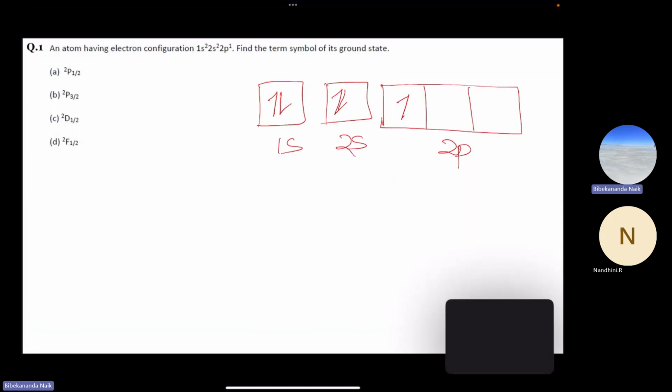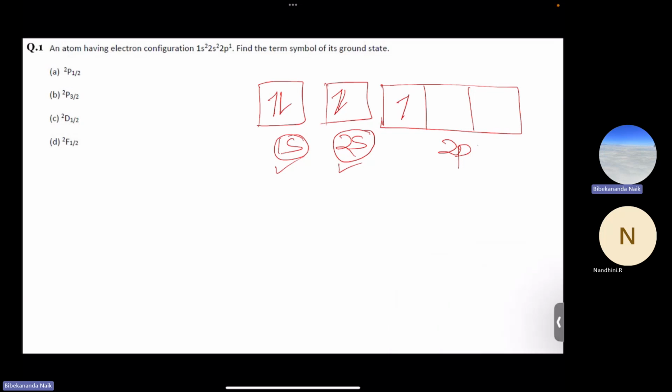So yes, can you tell me what will be the correct option? So you see, if you look at the electronic configuration, then both these shells, 1s is completely filled and 2s is completely filled, because we know the s subshell can accommodate only 2 electrons, and in this case, the s subshell contains those 2 electrons. So the last electron, which will determine the term symbols or the spectroscopic terms for this particular atom, will be this 2p subshell.